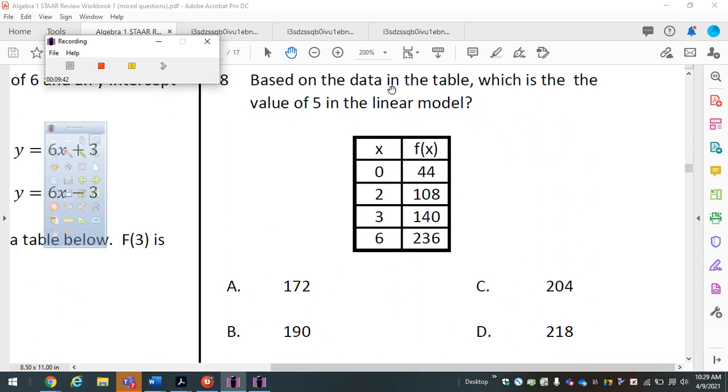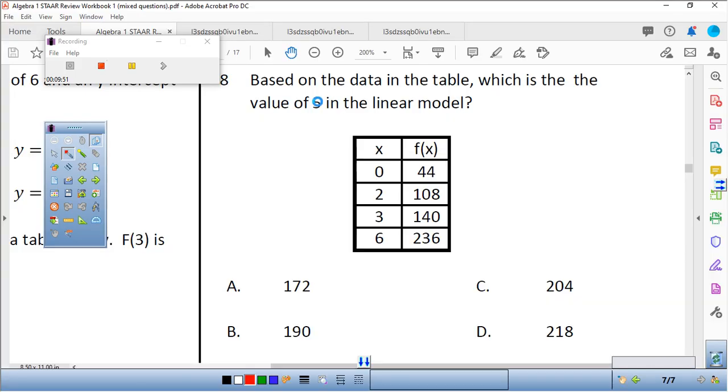Okay, guys, based on the data in the table, which is the value of 5 in the linear model? Value of 5 in the linear model. I don't know about that one. How about this, f of x when x is 5, or f of 5, something like that. So I'm going to say they're rooting for this 5 to be around here. Okay, so anything below, how about 140, anything above, ooh, man, that's crazy. Okay, so any more?